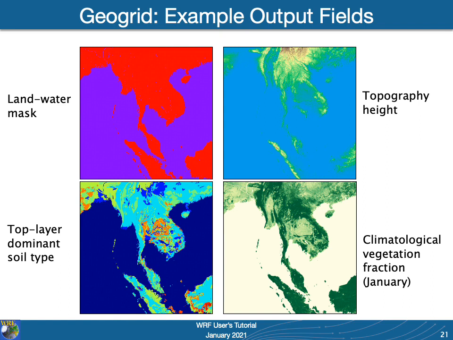So here we see some examples of output fields that you would expect in these Geogrid output files. In the upper left, we have a land mask field. This is a 0-1 field that indicates in our model grid which grid points are land and which grid points are water. In the upper right, we're looking at the topography height field. So this tells the model how high the terrain elevation is at every grid point in the model domain. In the lower left, we're looking at an example of a categorical field that describes the soil texture category. And in the lower right, we're looking at one of the climatological fields that's produced by the Geogrid program, and this happens to be the vegetation fraction for the month of January.